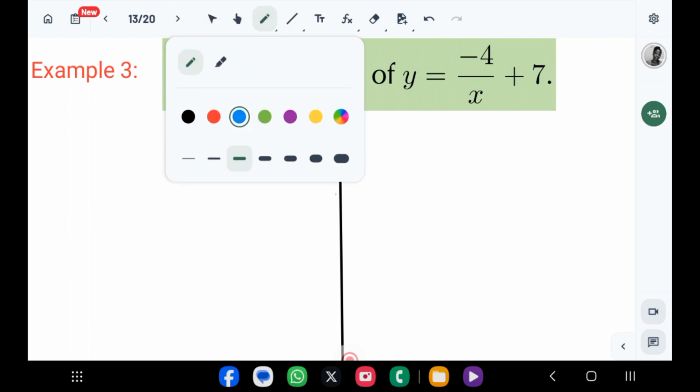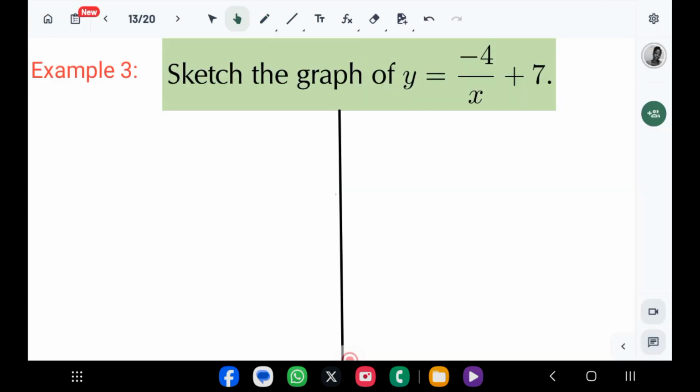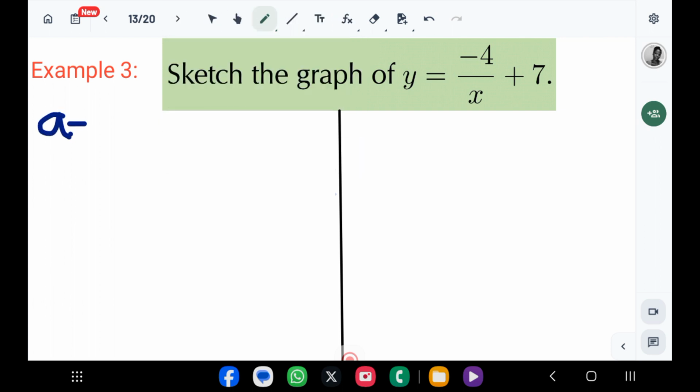Example number 3 says sketch the graph of y equals minus 4 over x plus 7. Like always, we start with our a. Our a is equal to negative 4, which is negative, meaning that our graph will be in the second quadrant and the fourth quadrant.